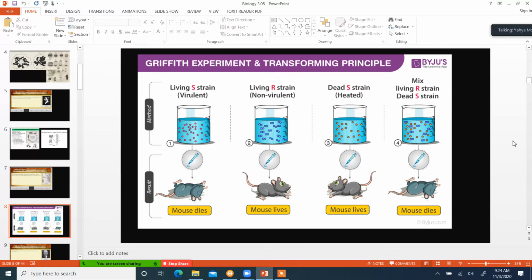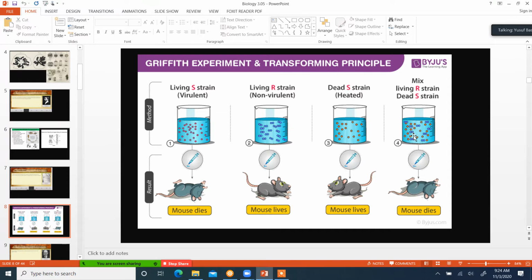So here's what this demonstrates. You see in this mix all the way on the right, you have the non-dangerous bacteria and the killed dangerous bacteria. The dangerous bacteria is dead, so it shouldn't harm the mouse. But what happened is that the non-dangerous bacteria took up the DNA from the dead dangerous bacteria. So I was right, brother.